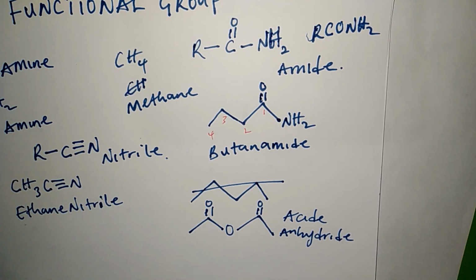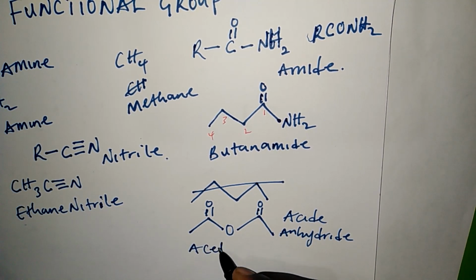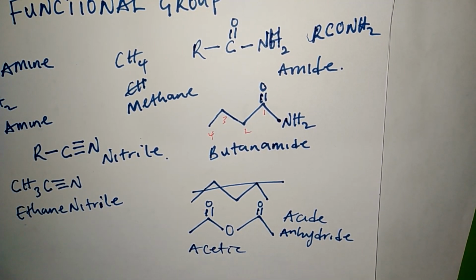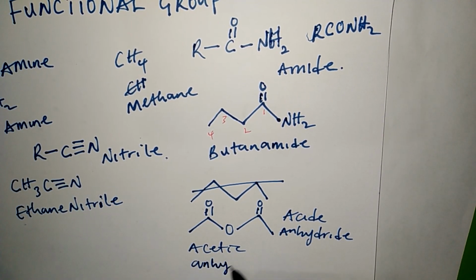This is an acid anhydride. The particular name for this acid anhydride is acetic anhydride. It's similar to ethyl. It has a 2 carbon chain. You see 2 carbon chain, 1, 2, 1, 2. So it's acetic anhydride.